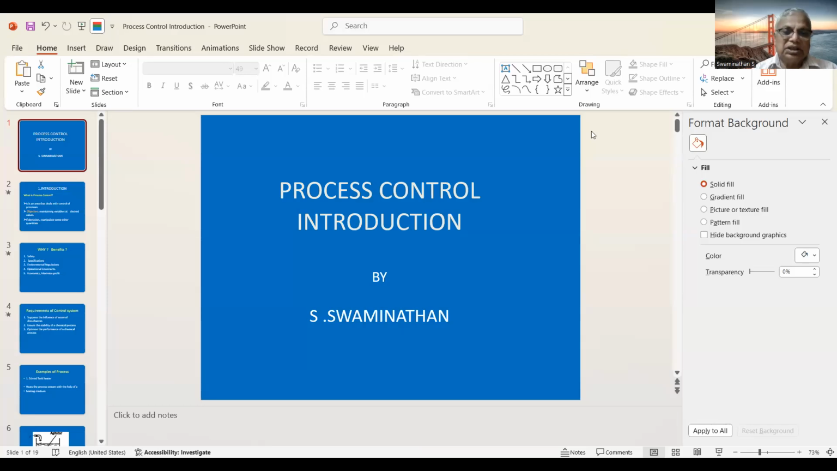I will briefly see what is process control, what is meant by process control, and what are its requirements, why process control is required. A process is what converts feedstock raw material into a useful product.